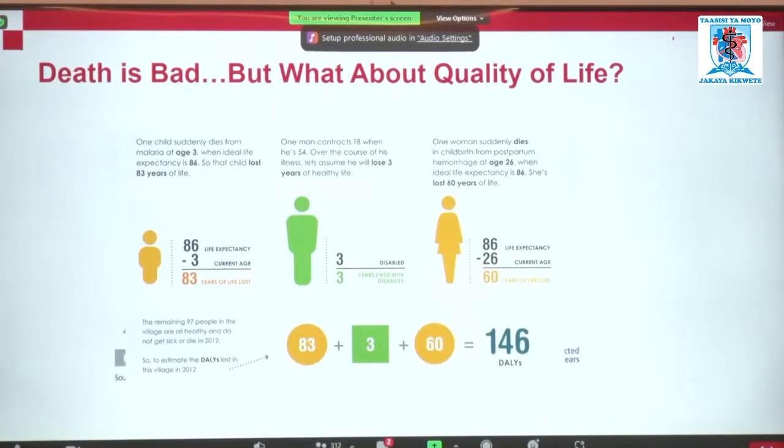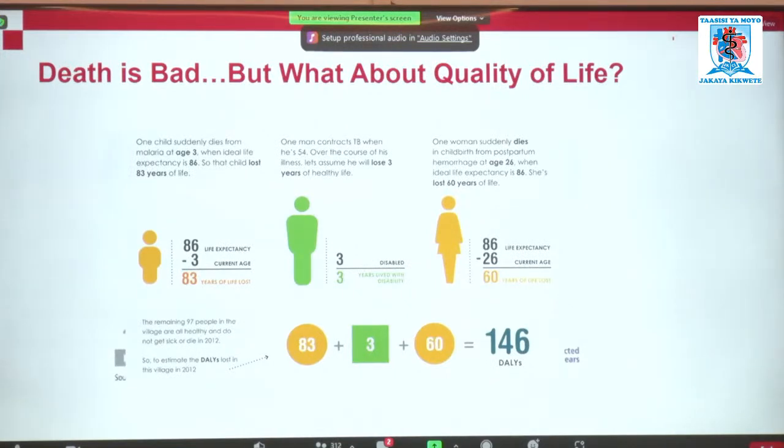So this is really an epidemiological measure, and what it attempts to say is, what if you take a child who at age 3 develops malaria and their life expectancy is 86. So when that child gets malaria at age 3, they have 83 years of life to lose. Compare that to somebody who's 54 and they get TB, they may lose 3 years of life. And what about a woman who dies suddenly from postpartum hemorrhage at age 26 when her life expectancy is 86? Her expected loss of life is 60 years.